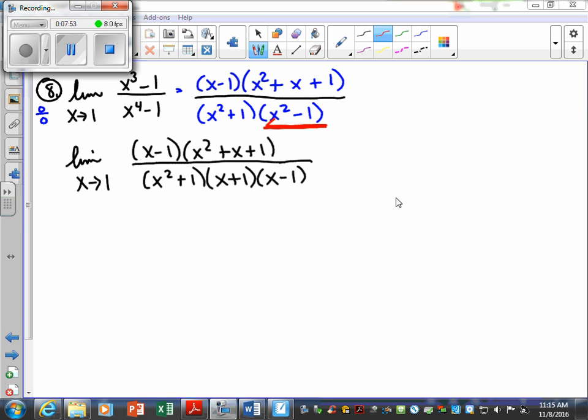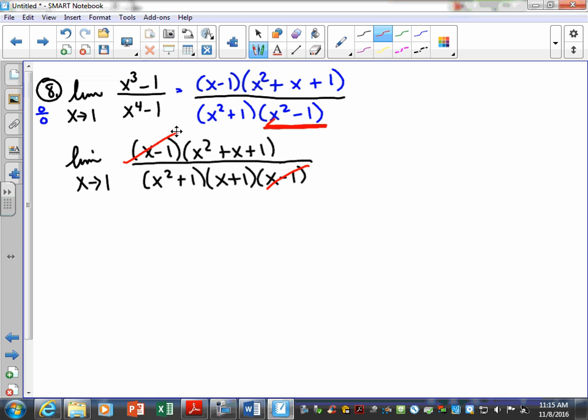And we look to see if any factors cancel, and we can see the x minus 1 factor cancels with the x minus 1 factor. And now we want to attempt direct substitution with what we have left and see if we get a value. So that would be 1 squared plus 1 plus 1. Let's simplify that. What do we get? 1 plus 1 plus 1, we get 3.